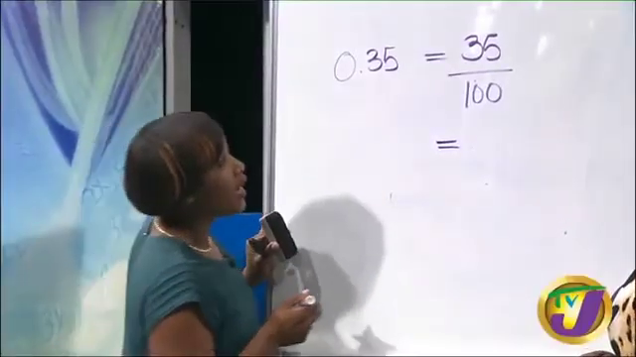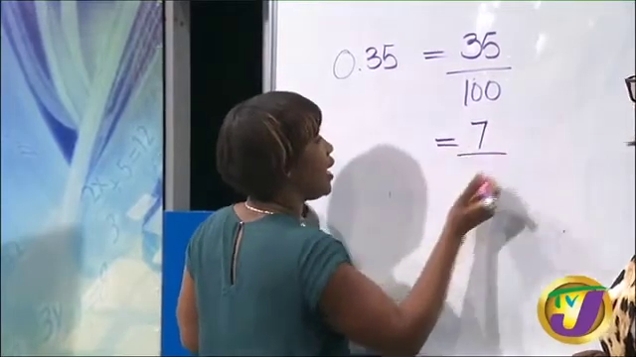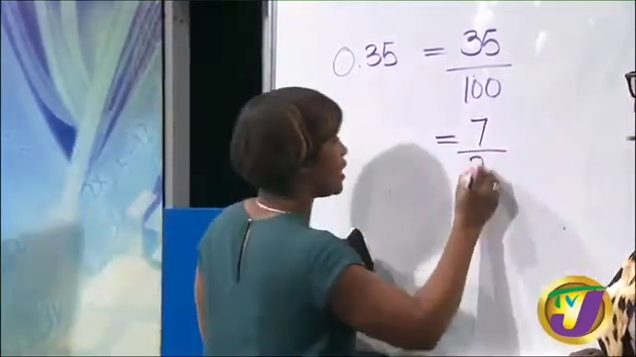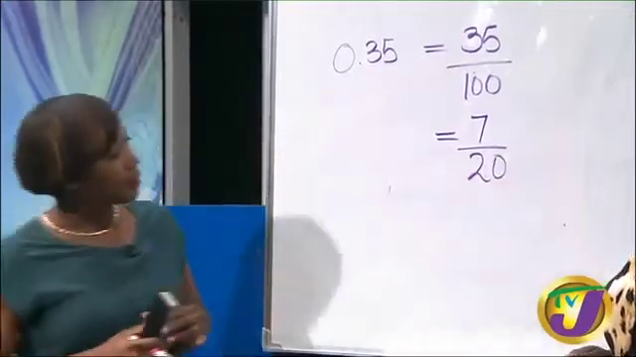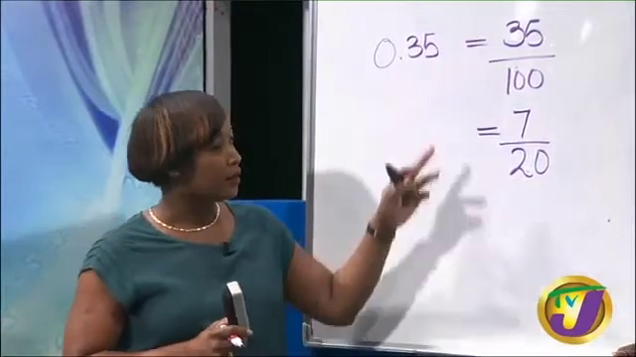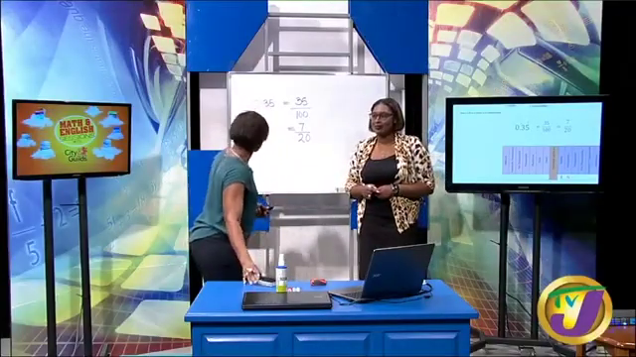Okay. So 35, after factoring out 5, we would get 7. And after factoring out 5 from 100, 20. And from inspection, I'm not seeing a factor between 7 and 20. So I think we've reached our simplest form. Yes, I think that's it. Okay, awesome. Now, let's look at another question.